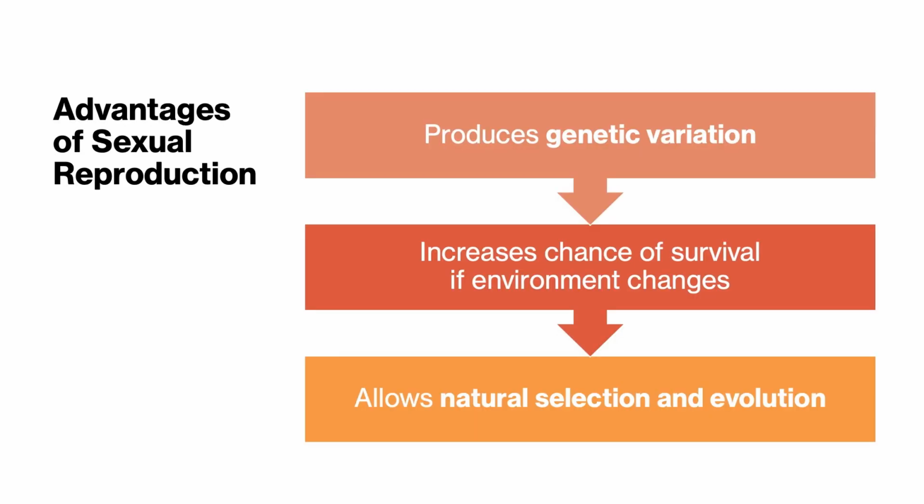Sexual reproduction can create genetic variation because of meiosis and the random combinations of alleles from two parents. This variation increases the chance that some offspring can survive better if the environment changes. As a result, sexually reproducing species are better able to adapt and evolve through natural selection.